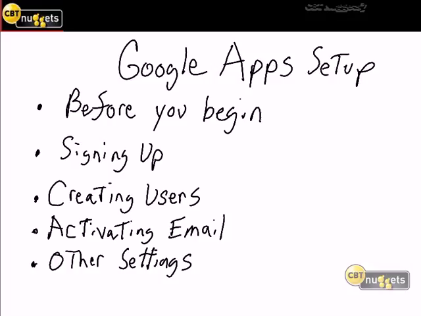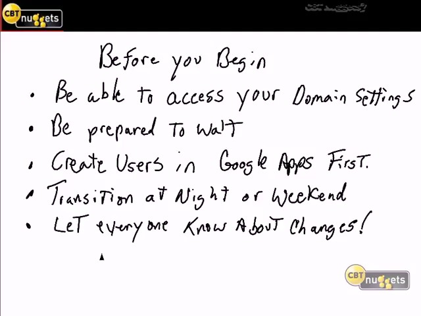Then, once we get through all of that and verifying, we're going to create users. Then we're going to activate the email. Now, of course, in the real world, it'll take a little bit longer than what you see here. And then we'll take a quick look at some other settings that you have in the administrative panel for Google Apps.